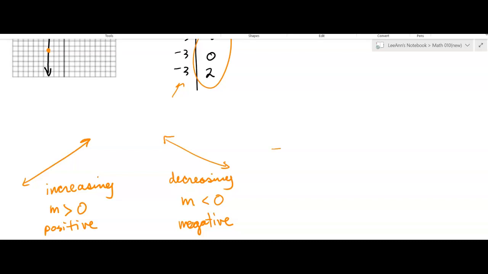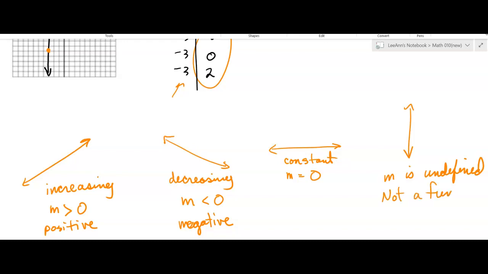Okay, then you have cross-country skiing. This is a horizontal line. This is when the slope is equal to 0, and it is constant. Slope is 0. It's like cross-country skiing. And then you have a vertical line. And the slope is undefined. It's like you skied off the cliff. Okay, so yeah, it's not a function. Not a function. All right, so there's a little review on slope.